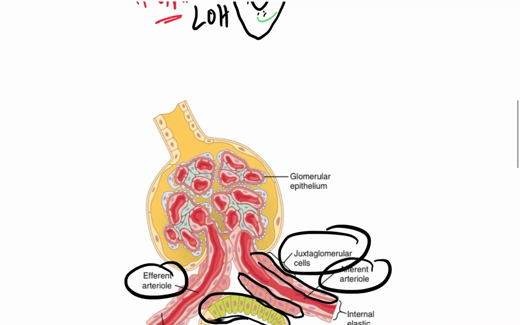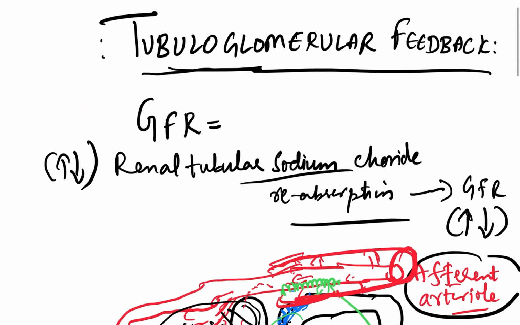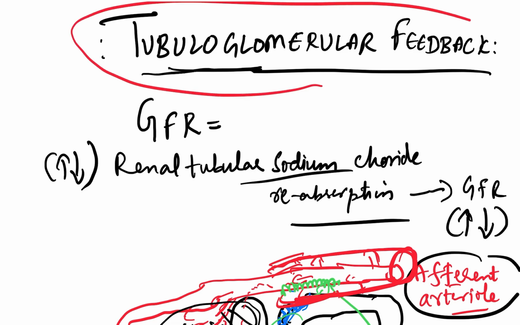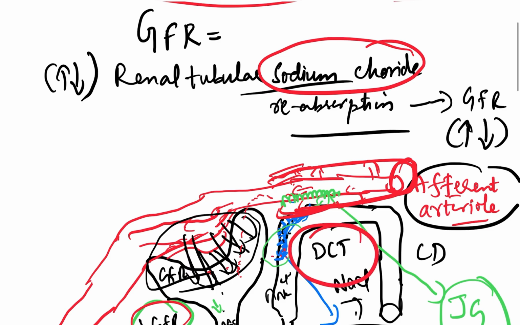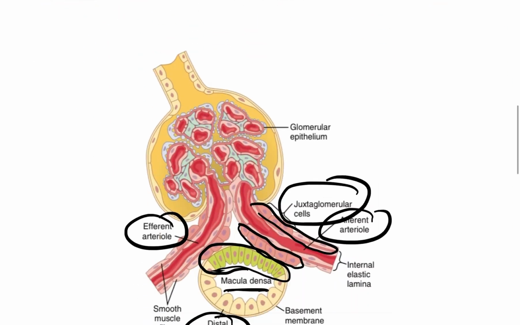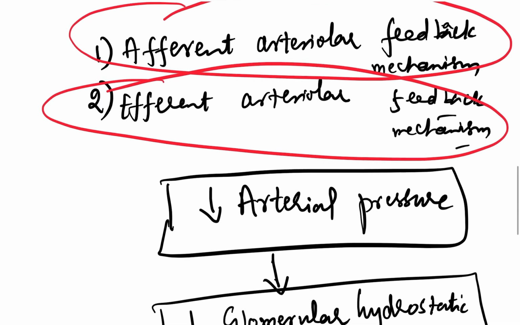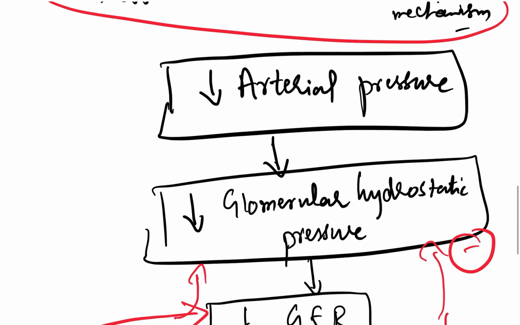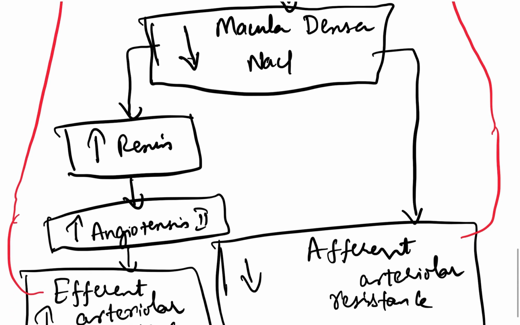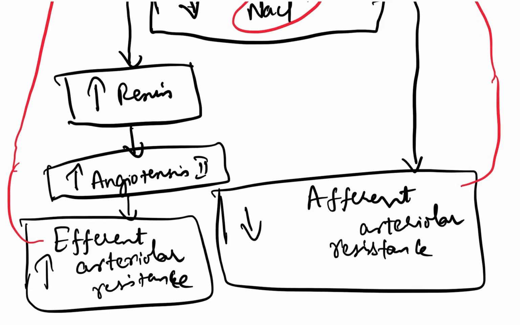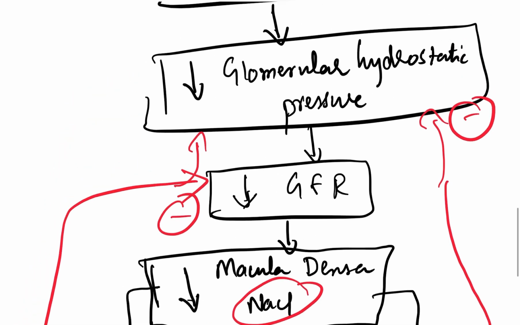Okay, so just let me revise what we have discussed today. We have discussed the tubuloglomerular feedback mechanism. What is this tubuloglomerular feedback mechanism? It is any change in the sodium chloride level in the renal tubules, here in the distal convoluted tubule, causing changes in the GFR. How? By two mechanisms, afferent and efferent arteriolar feedback mechanisms. So whenever there is a decrease in blood pressure and a decrease in GFR, the macula densa will sense a decrease in sodium chloride, which will cause dilatation of the afferent arteriole and constriction of the efferent arteriole and increase the GFR.